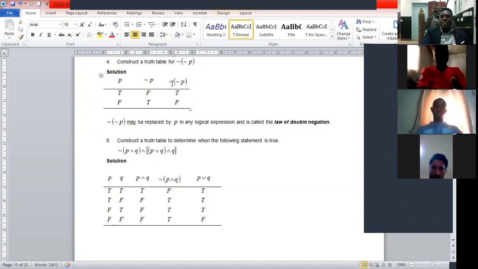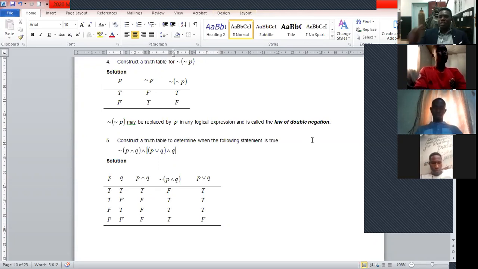And then the negation of P, I have true, and the negation of the other becomes false. So I have negated what is in the bracket. Now I have to negate this one. Here I see true, I'll get false. Here I see false, I'll get true. So this is what we refer to as the law of double negation.